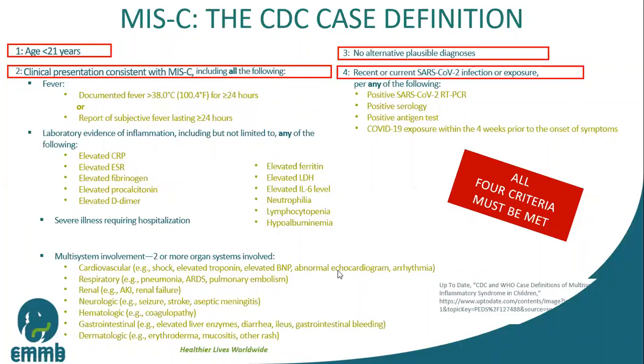The second criterion is based on the clinical presentation, including the fever, as we said, and some laboratory findings like elevated markers of inflammation. The children present with severe illness requiring hospitalization, and also involvement of 2 or more organ systems, like cardiovascular, respiratory, or renal involvement. The third criterion, which is really important, is that it has to be excluded that there is any other possible alternative diagnosis. And the fourth one is proof of recent or current infection with COVID-19 in this child.